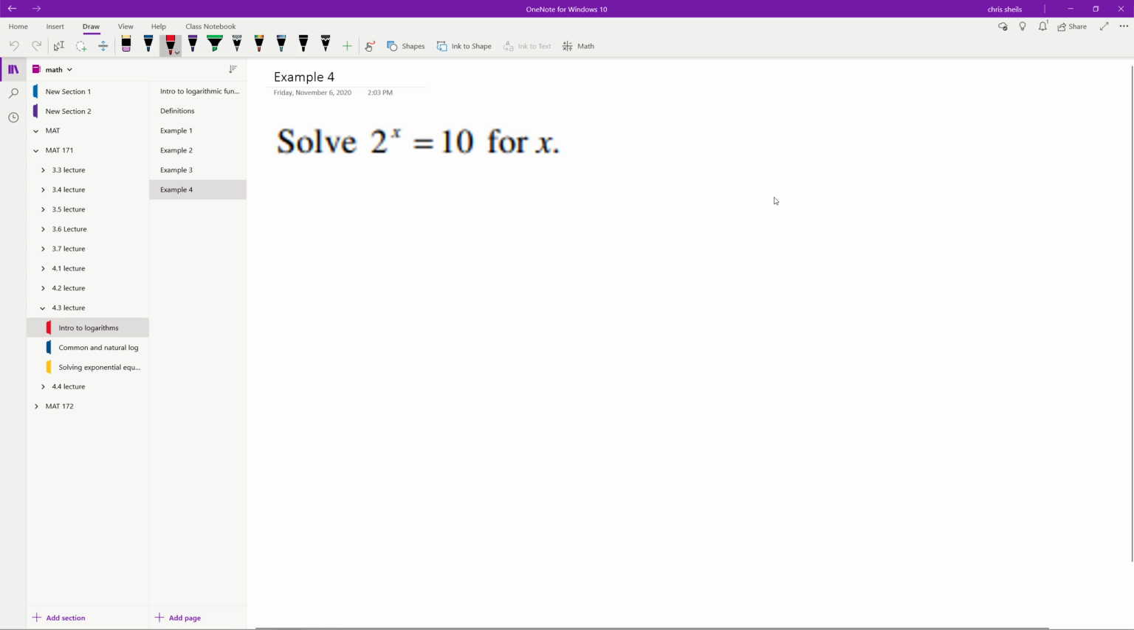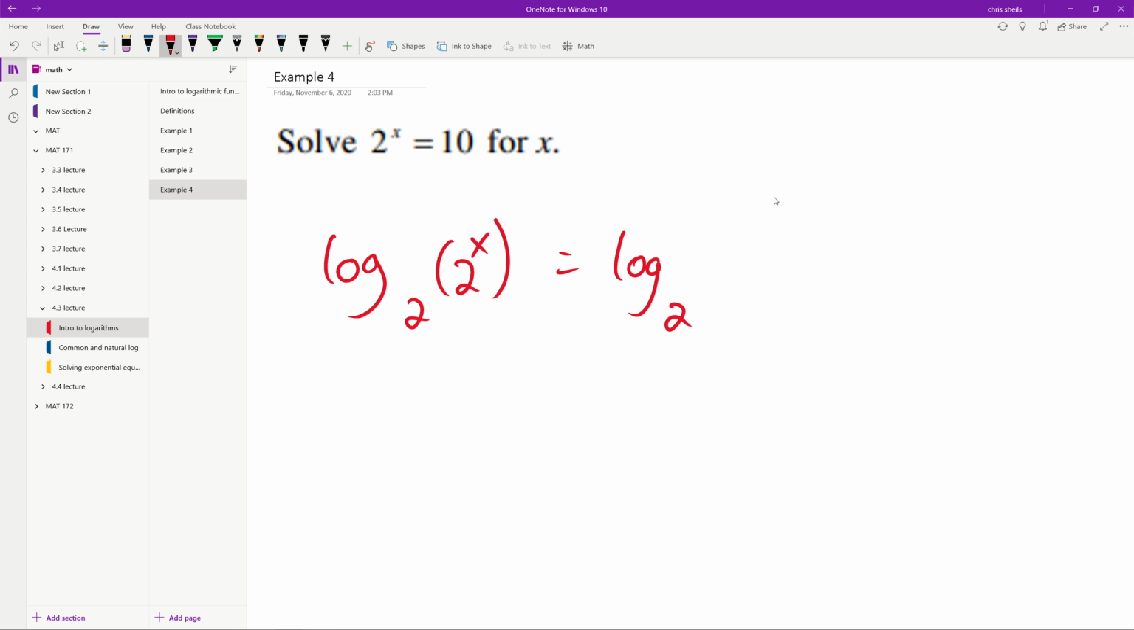And for example 4, I have solve 2 to the x equals 10 for x. Okay. Well, I can take log base 2 of both sides. On the left-hand side, log base 2 of 2 to the x gives me just x. And on the right-hand side, I get log base 2 of 10, which is going to end up being some number. This is an exact solution.